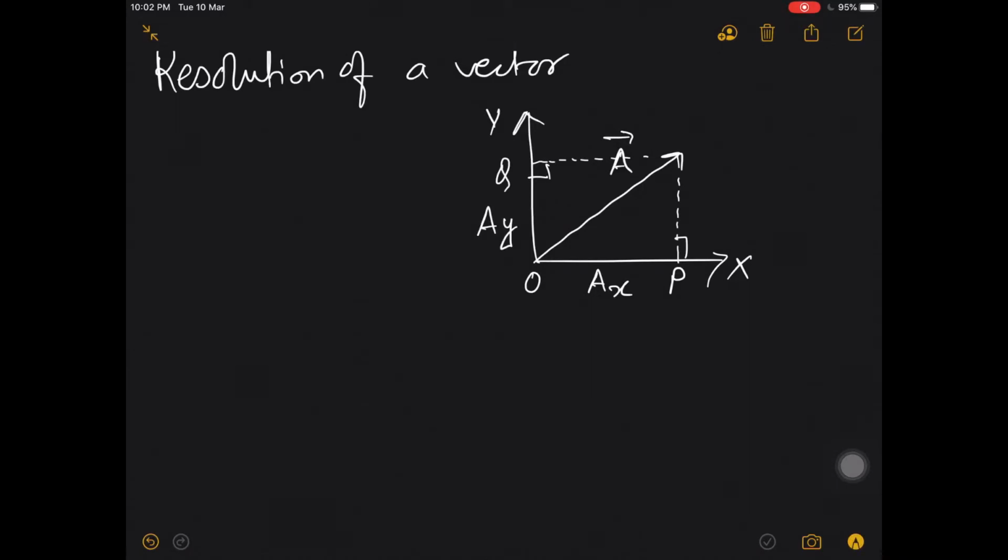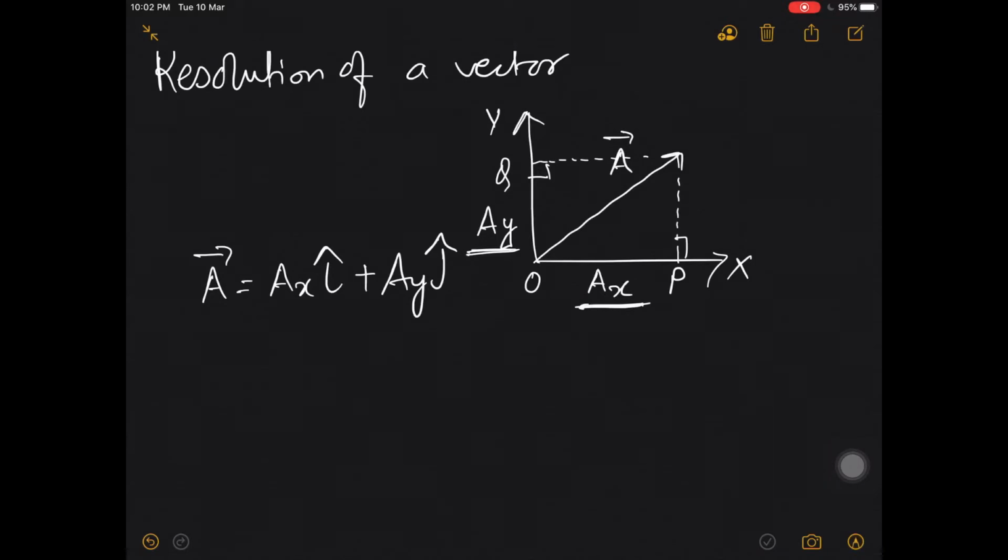I can say Ax is the component of the vector A along the x-axis, Ay is the component of vector A along the y-axis, and I can write vector A as Ax i plus Ay j. i cap again indicates a unit vector in the direction of the x-axis.